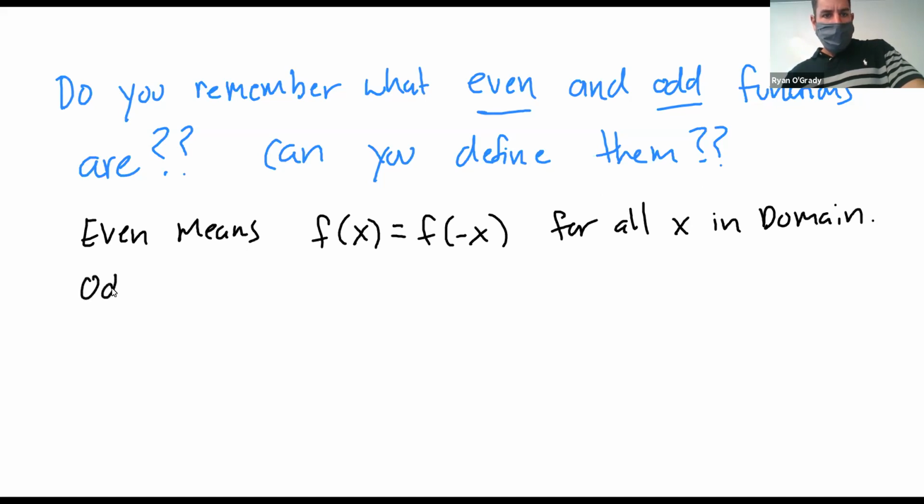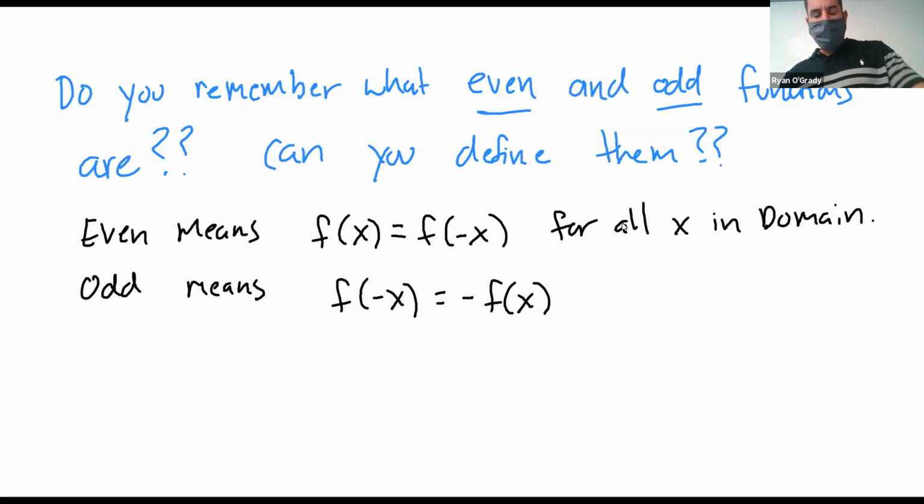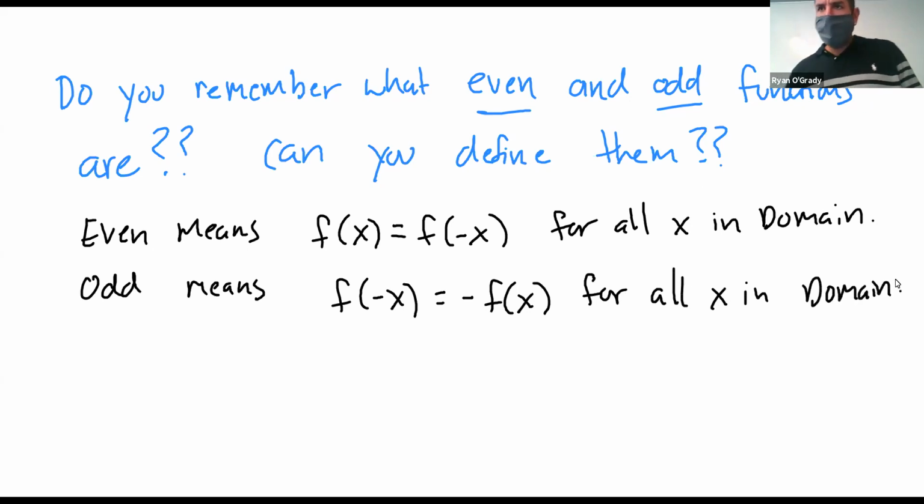And then odd means that if you plug in a negative input, it spits out minus what happens if you plug in the value without the minus sign in front. So these are sort of wishy-washy quick definitions, but in fact they are important.